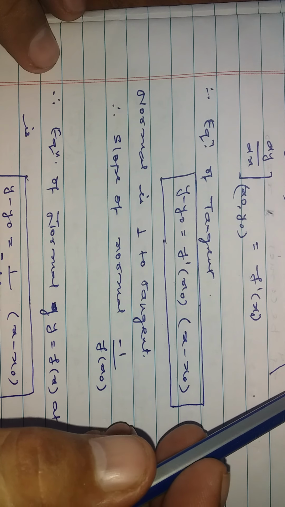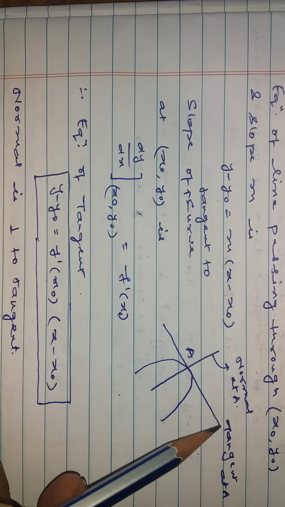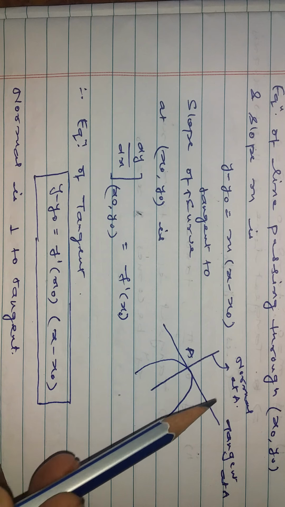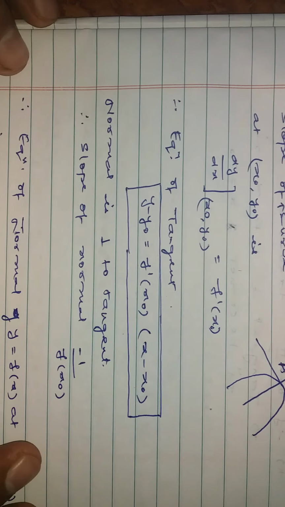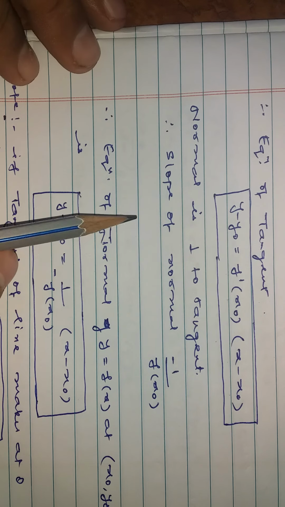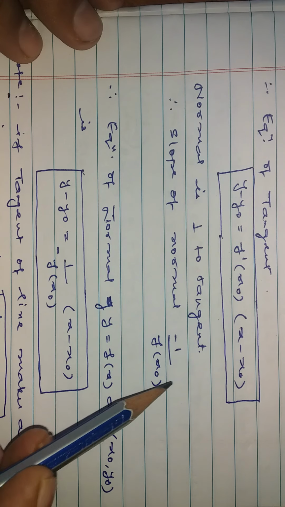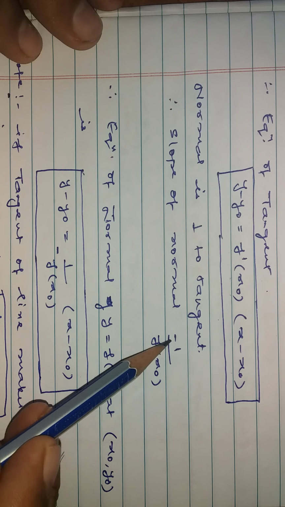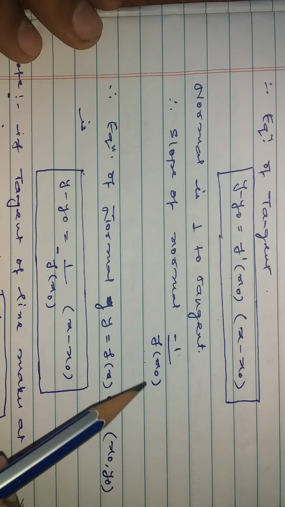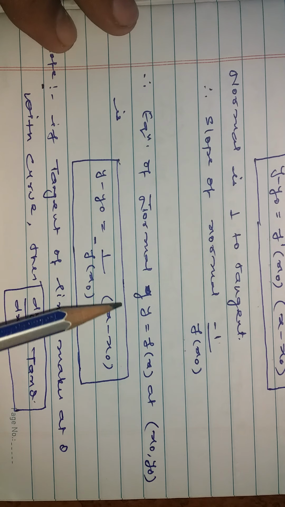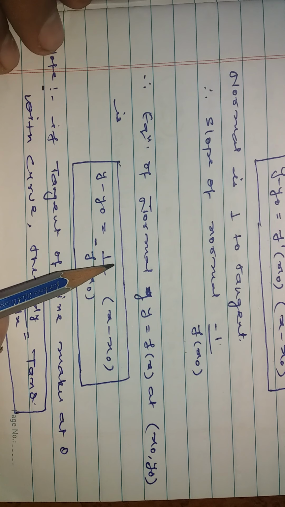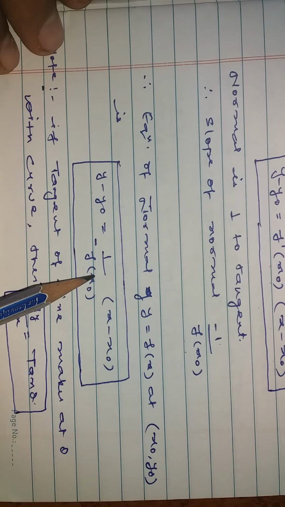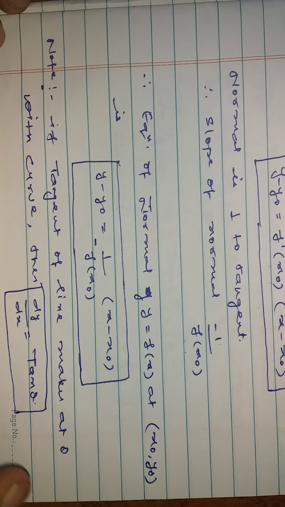We also know that if two lines are perpendicular, then the product of their slopes is minus 1. The normal is perpendicular to the tangent, so the slope of the normal will become the reciprocal of this with a minus sign, minus 1 upon f dash x naught. So the equation of the normal will become y minus y naught is equal to minus 1 upon f dash x naught, times x minus x naught.